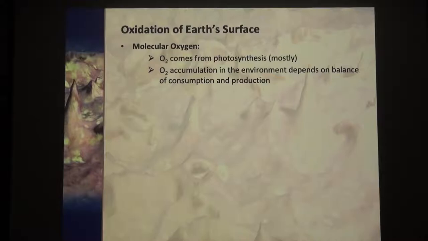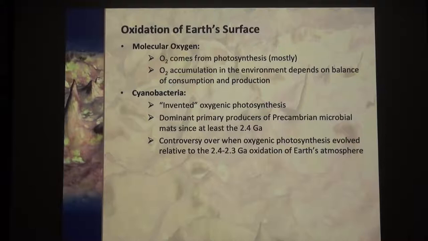So oxygen comes from photosynthesis. There's a little bit of atmospheric production of oxidants and reactions between water and reduced iron and minerals that can produce some oxidation, but photosynthesis is the main source. And for it to accumulate, obviously the consumption and production have to balance. The group of organisms that invented oxygenic photosynthesis are cyanobacteria. And since at least 2.4 billion years ago when we accumulated oxygen in the atmosphere, they've been the primary source of primary productivity. Algae and plants adopted cyanobacteria as endosymbionts and can do this process as well, but it originated within the cyanobacteria. There's a lot of controversy, ranging over 700 million years to a billion years, of when oxygenic photosynthesis evolved. We know that it was the main source of oxidation in the Earth's atmosphere and happened at least 2.4 billion years ago, if not longer.